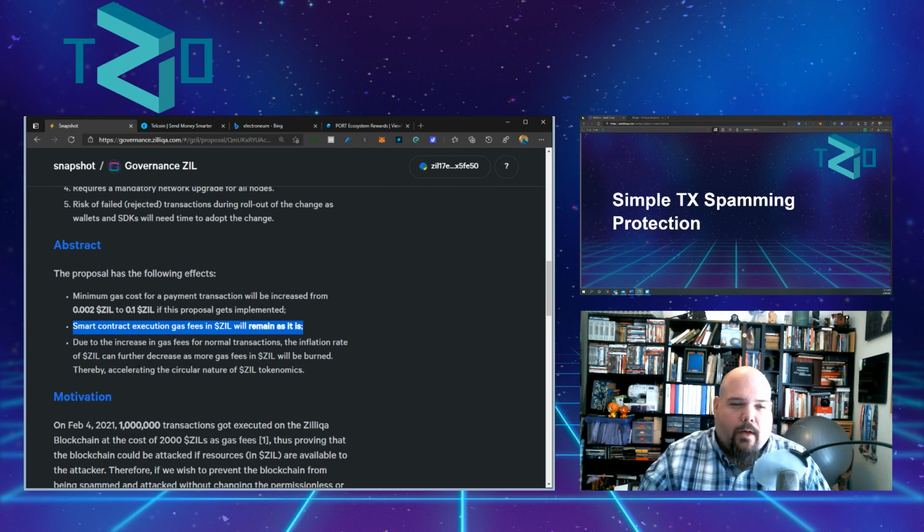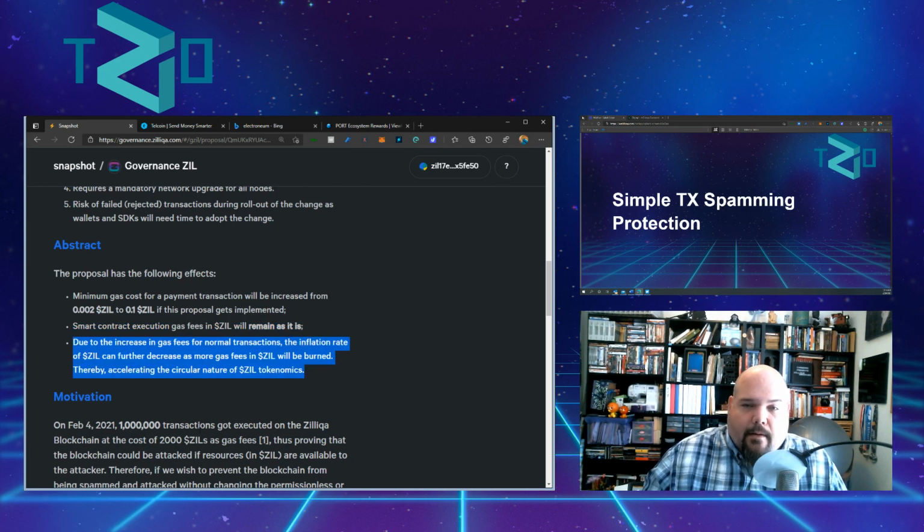from my vantage point. And due to the increase, this is the third one here, and I want to read it verbatim. So sorry, we'll play kindergarten reading time here. Due to the increase in gas fees for normal transactions, the inflation rate of ZIL can further decrease as more gas fees in ZIL will be burned. The idea here is the more that transaction costs, the more we're burning.